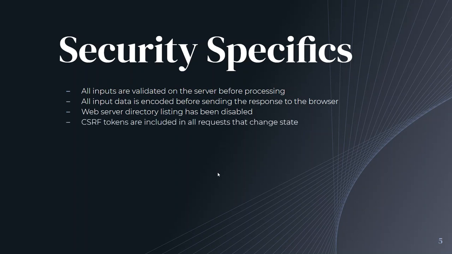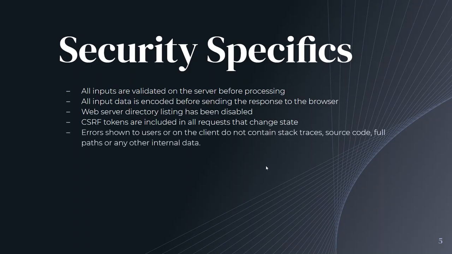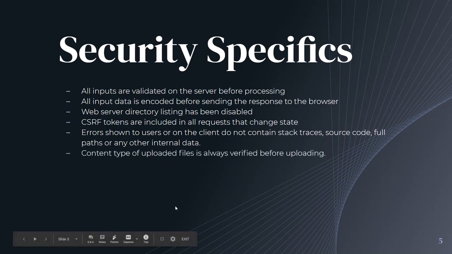CSRF tokens are included in all requests that change state. Errors shown to users or on the client do not contain stack traces, source code, full paths, or any other internal data. This is really easy to get around. Even if you had a Google spreadsheet with a bunch of random numbers that each are associated with a code, no one will know about those codes if you just have an error message with a random number. Okay. Content type of uploaded files is always verified before uploading.